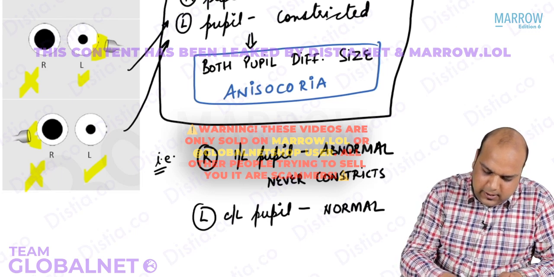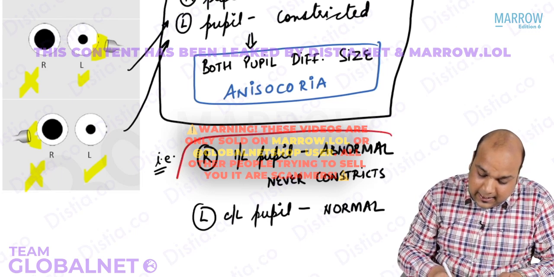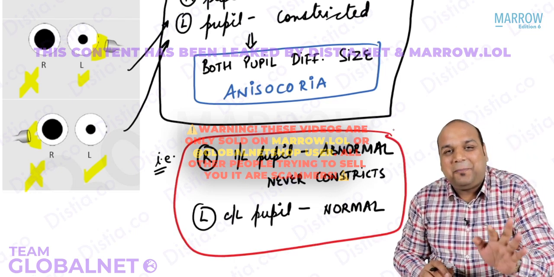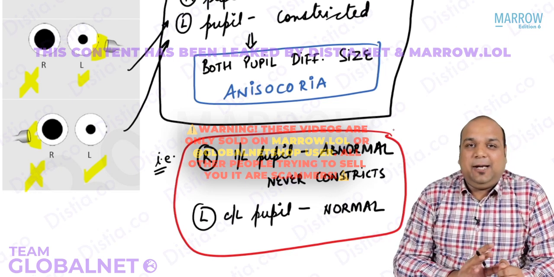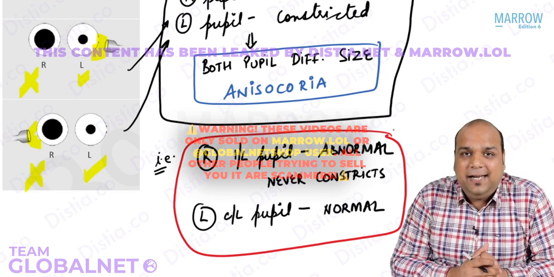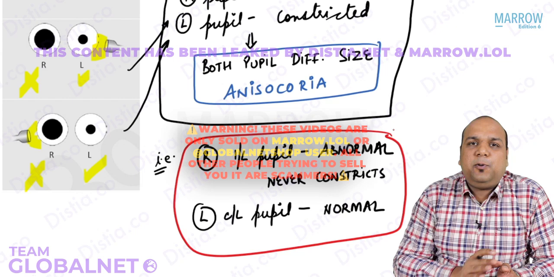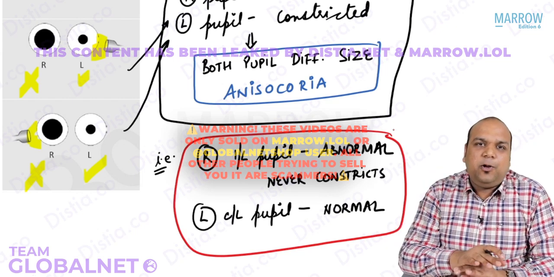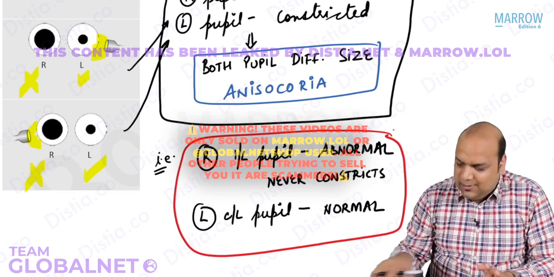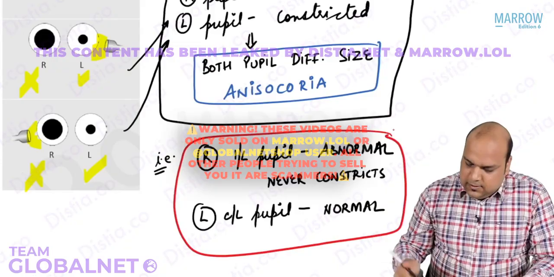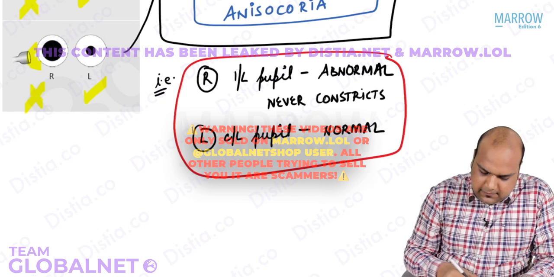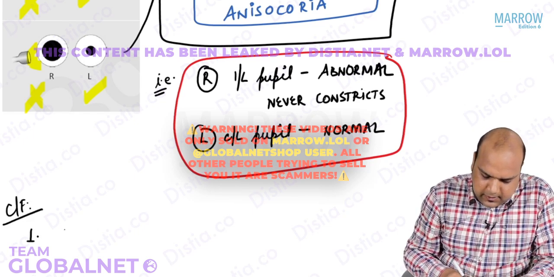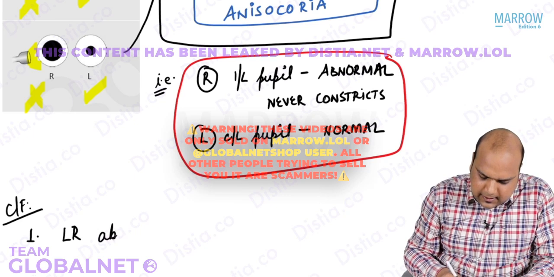Again, I would like to reiterate that the laterality, everybody, is defined by the site of lesion, not by the side we are throwing light on, because the side of lesion we have assumed as right. So the right pupil or the ipsilateral pupil is abnormal, never constricts, whereas the contralateral left pupil always constricts. Okay, are we clear about this? So to summarize, if we say clinical features, number 1, light reflex absent.